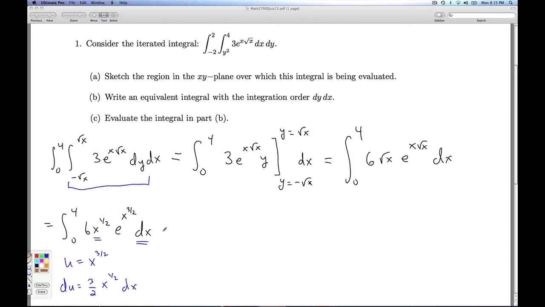So I'm going to have a 6 times 2/3, the integral. Then I'm going to have my 3/2 x to the 1/2 dx, which is going to give me the du. And then the only thing left inside then will be e to the x to the 3/2. It's going to be e to the u. And since it's a definite integral, we'll change the limits of integration. u is x to the 3/2, so that when x equals 0, u equals 0. And when x equals 4, u equals 8.